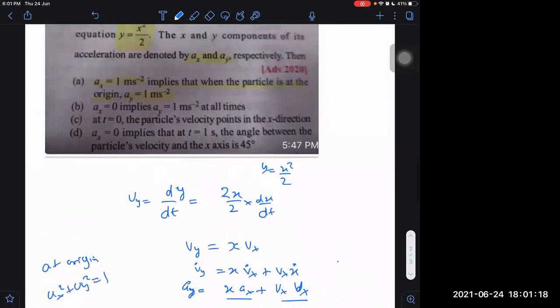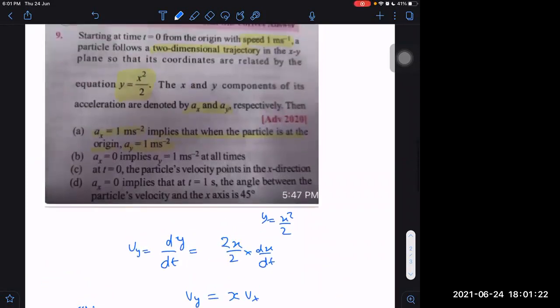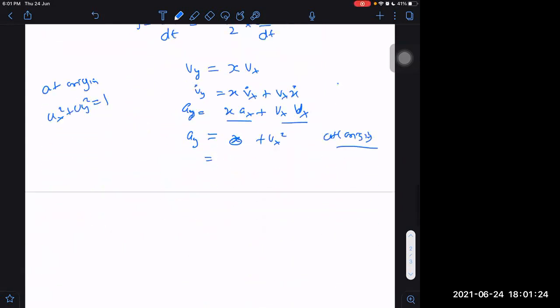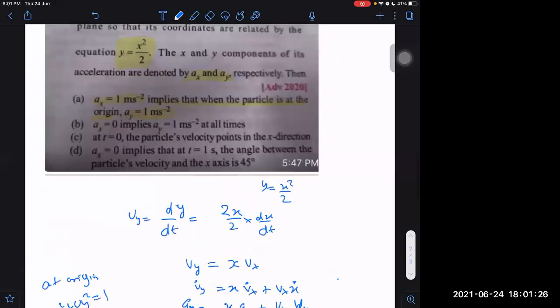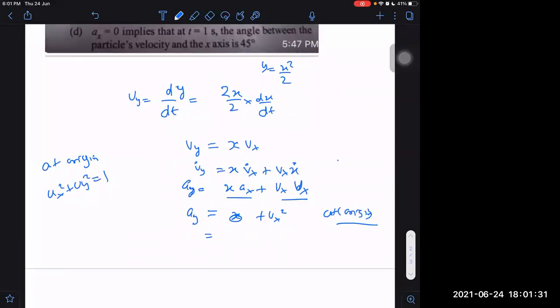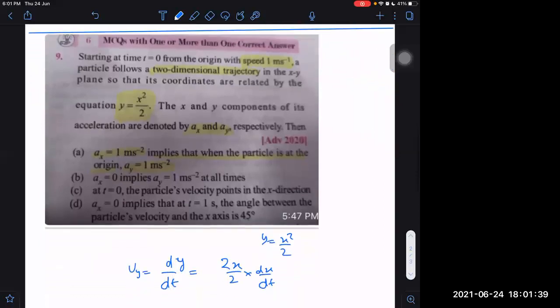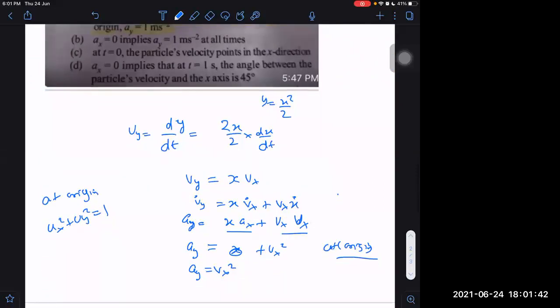But what is vx square? That we don't know. Do we know vx? Sir, vx square is there, and ay is equal to vy. At x equal to 0, vy equal to 0. How do you know that? Vy is equal to x into vx, no, sir. Vy is equal to x into vx. Yes, correct. That is also 0. Right, at origin vy is also 0.